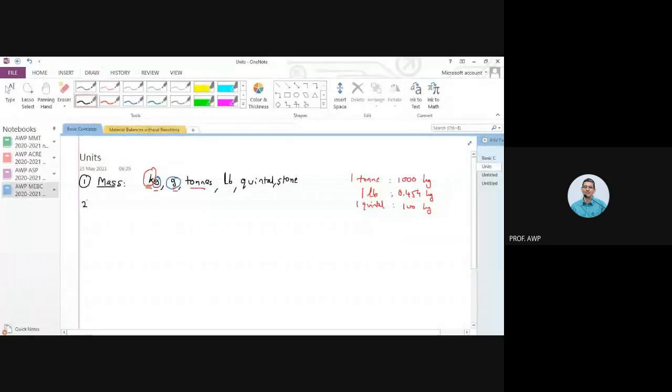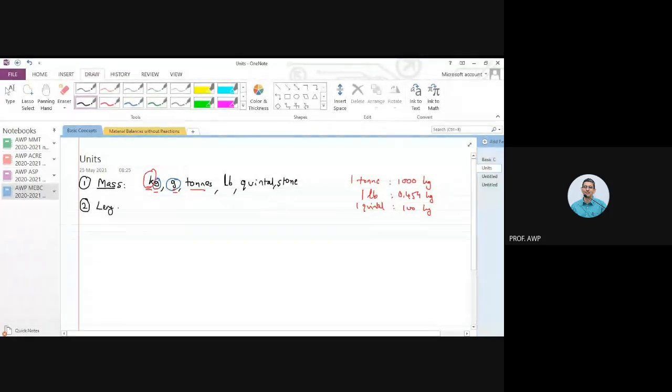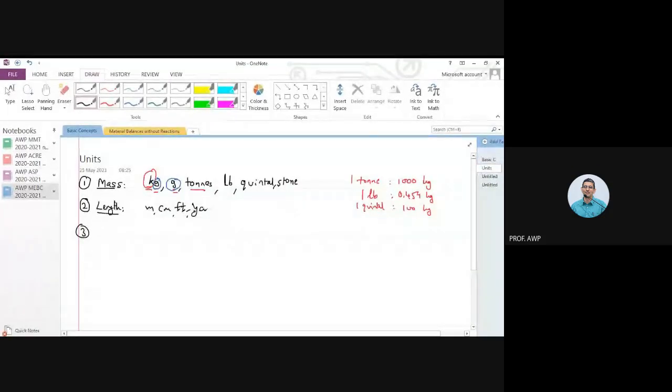Any other quantity that we want to talk about? Length? Temperature. Right, so for length we use meters, centimeters, all those things that we have talked about. Feet, yards.